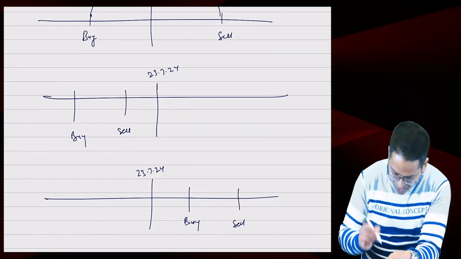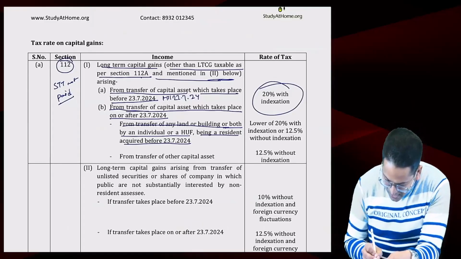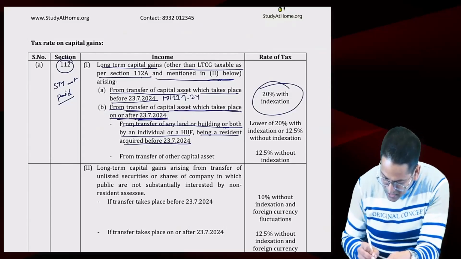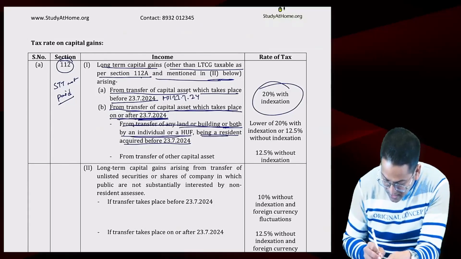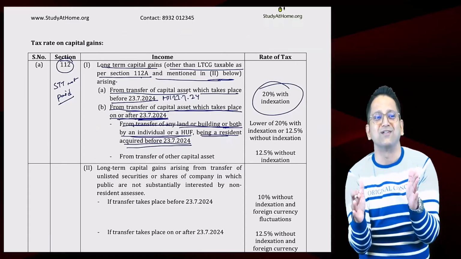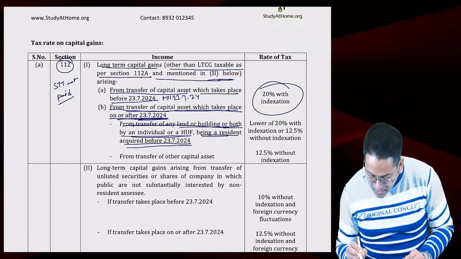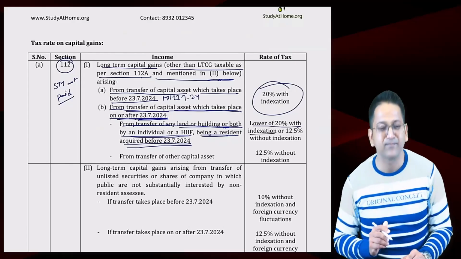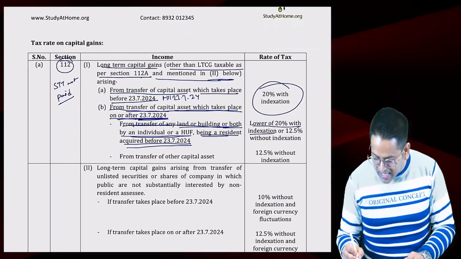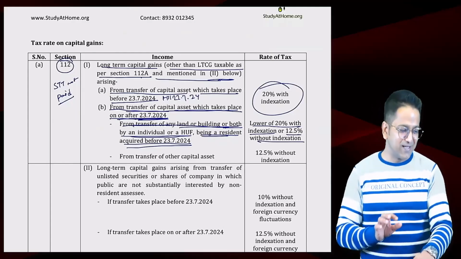Students, you should pay a lot of attention here. What does it say? From transfer of a capital asset which takes place on or after the 23rd of July, from transfer of any land or building or both by a resident individual, acquired before the 23rd of July and sold after 23rd July. Both things are important. Then this law is applicable: the lower of 20% with indexation or 12.5% without indexation. Now look, what did the Modi government say? They will not give the inflation effect. 12.5% without indexation, that's what they said.